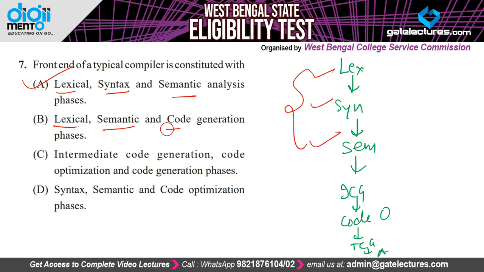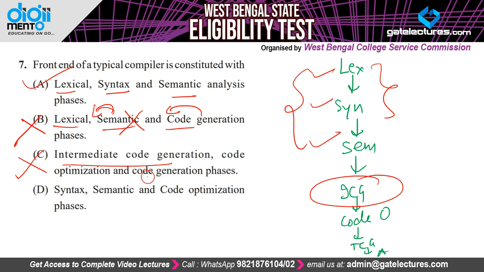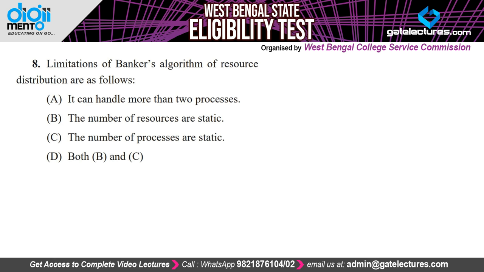Next they are saying lexical, semantic and code generation. Here this is wrong, because before semantic we have the syntax analyzer, and before code generation we have intermediate code generation. So they missed one step here, so this is wrong. Option C is rightly wrong, because intermediate code generation is not in the first phase. Intermediate code generation comes much later. And option D is saying syntax, semantic and code optimizer. This is also wrong, because they missed the lexical analyzer and they missed intermediate code generation also. So the correct answer is option A. Question number 8 is saying the limitations of Banker's algorithm for resource distribution are as follows.